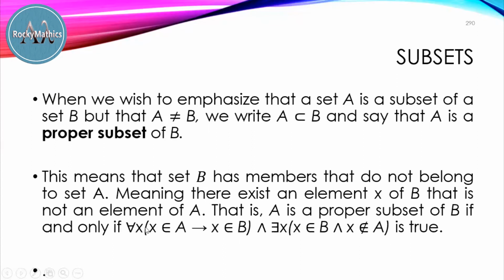That means that for every x such that x in the set A implies that x in B, because it's a subset. However, there exists x in B such that x not in A. Okay? So, meaning to say, if we can find an element in the bigger set which is not in A, then we can say that A is a proper subset of B. Okay?